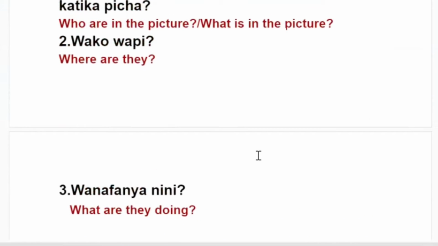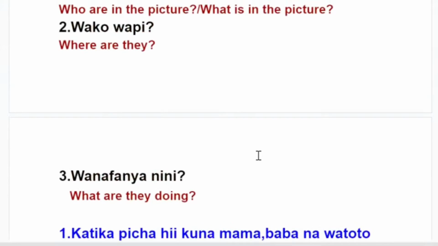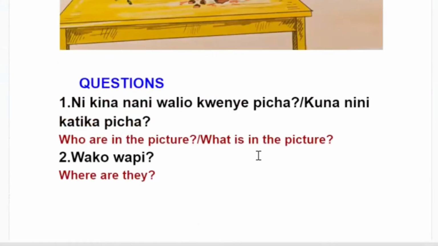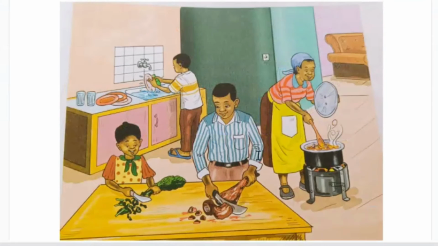And then the third question you might want to ask yourself: if there are people engaging in an activity, what are they doing? Wanafanya nini? What are they doing? Those are the three simple questions that I want us to use to describe this particular picture.